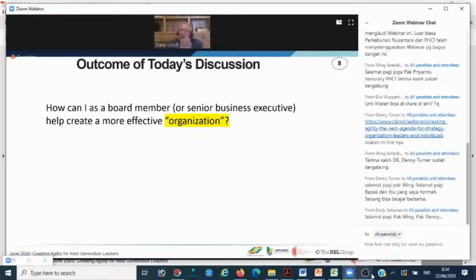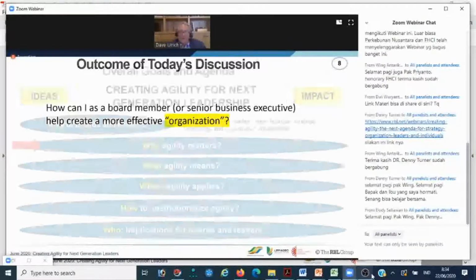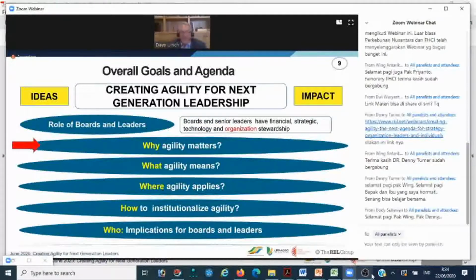So here's the question we're going to answer tonight, or this morning for you. It's tonight for me, I apologize. How can I, as a board member or a senior business executive or a leader, help create a more effective organization? You know, each of you have assumptions about that right now. If I had time, it would be so great to engage you. What do I think I need to do to build a better organization? And what I'm going to do is give you 6 or 7 points that will help you create a more effective and successful organization. So I've done my first piece, the role of boards and leaders. The boards and senior leaders have financial, strategic, technology, and organizational stewardship. And I highlighted in red the stewardship tonight that we'll focus on around organization.